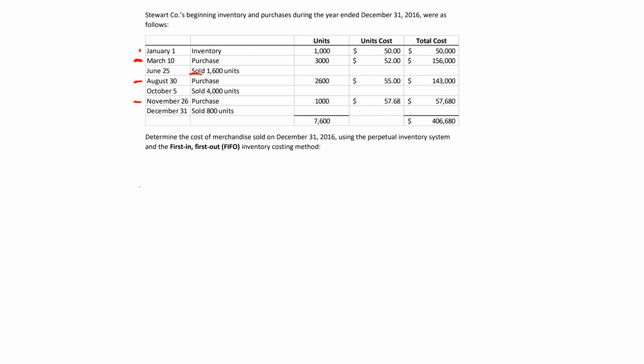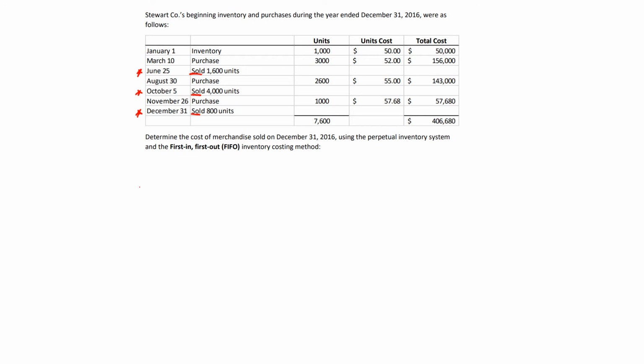and then several sales. So since we are focusing on cost of goods sold, we're going to be looking at the dates of those sales. So when we start listing out our information, we're going to look at these dates because those are the dates where units were sold. So it says determine the cost of merchandise sold or the cost of goods sold on December 31st, 2016 using the perpetual inventory system and the first in, first out or FIFO inventory costing method.